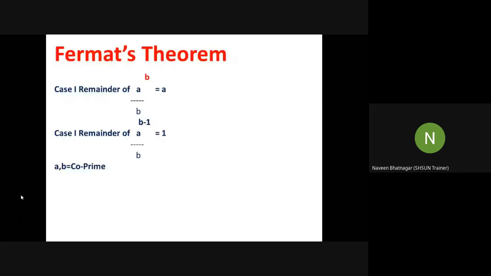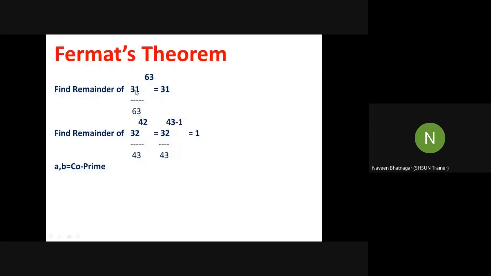You can remember it very easily with this. If the power and the number by which I am dividing are the same, the answer will be this number. And if the power is 1 less than the number by which I am dividing, the answer will be 1. Very easy to remember.